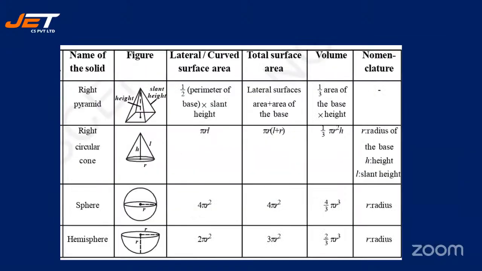The name of the solid is a right pyramid. You can see the right pyramid figure given over here, which has a height and a slant height. The curved surface area or the lateral surface area of the right pyramid is half into perimeter of base into slant height. Slant height is that l. Clear? What is the total surface area? It is lateral surface area plus area of the base. What is the volume? It is 1 by 3 into area of the base into height.